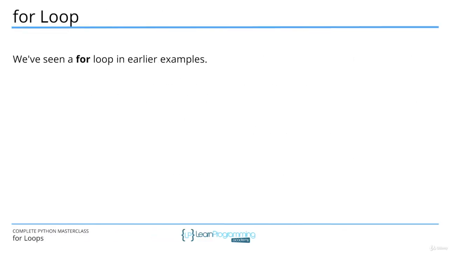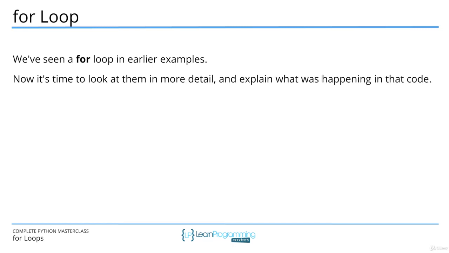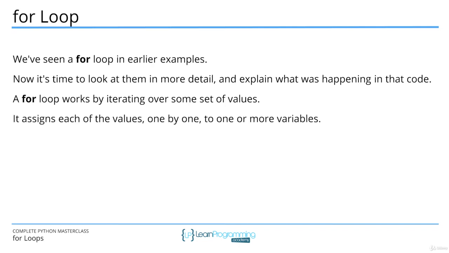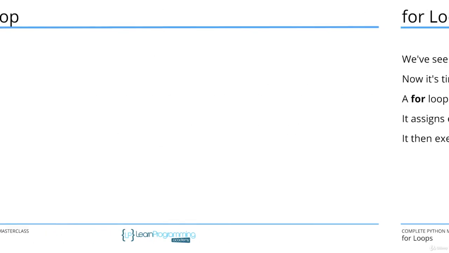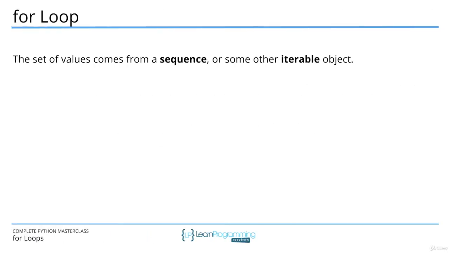We've actually seen a for loop in earlier examples. Now it's time to look at them in more detail and explain what was happening in that code. A for loop works by iterating over some set of values. It assigns each of the values one by one to one or more variables. It then executes a block of code once for each value. The set of values comes from a sequence or some other iterable object.